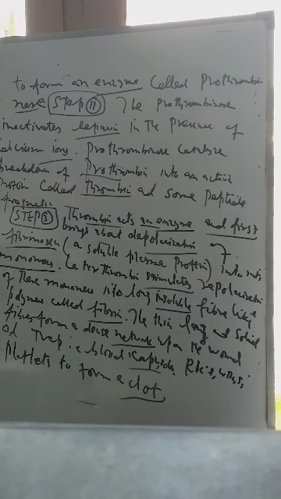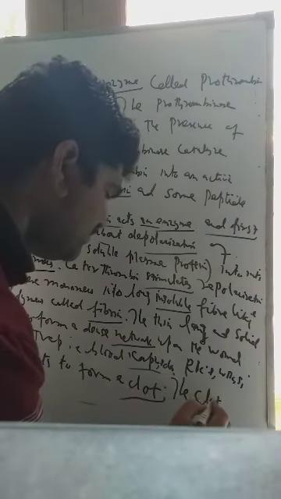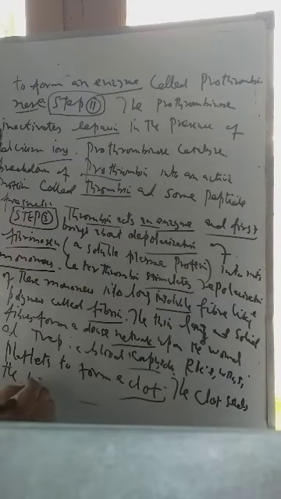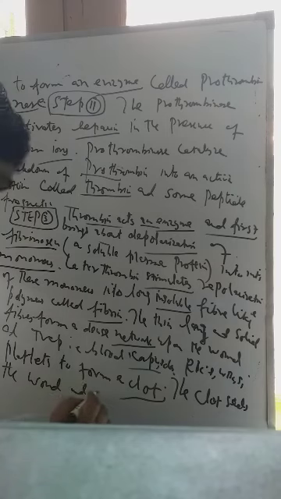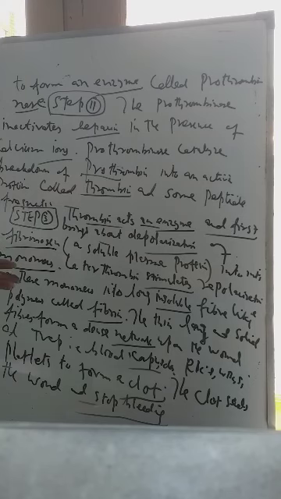The clot seals the wound and stops bleeding. Soon after, the clot starts contracting and a pale yellow fluid, the serum, starts oozing out. The serum is blood plasma minus fibrinogen and blood corpuscles. So we know that this is the coagulation of blood, or clotting of blood.